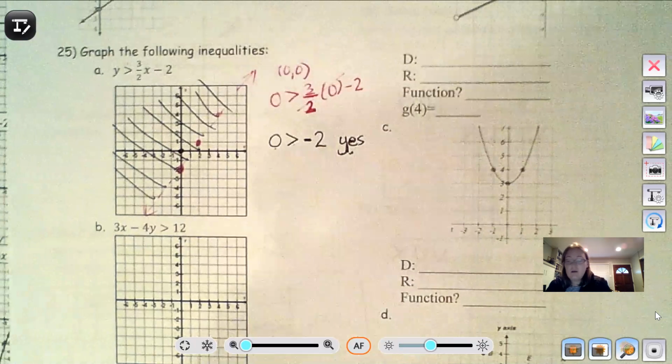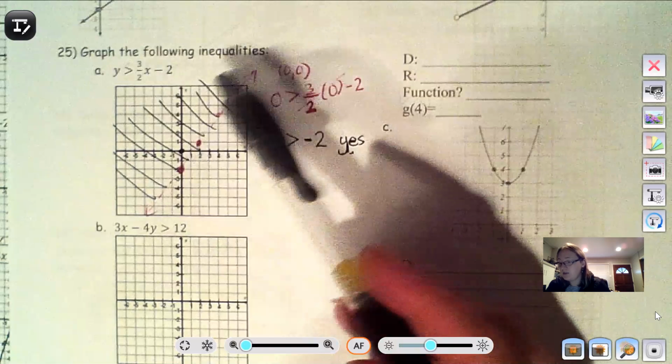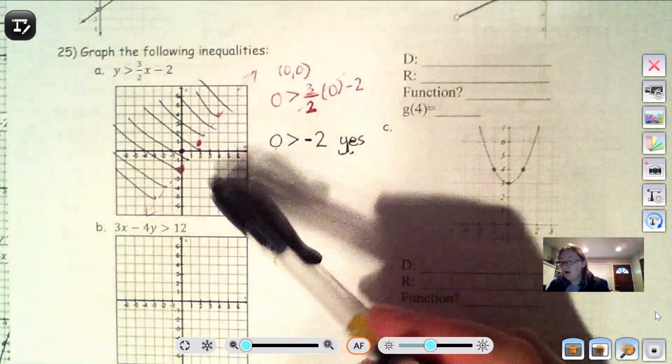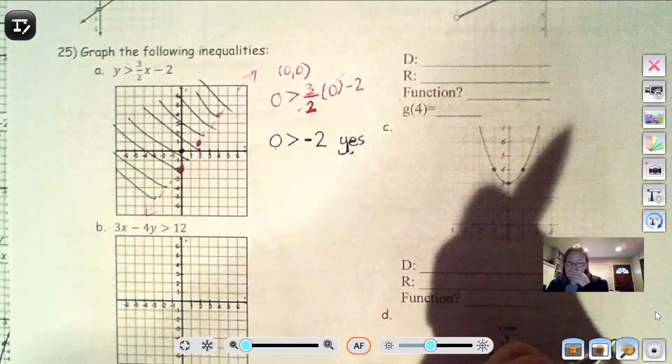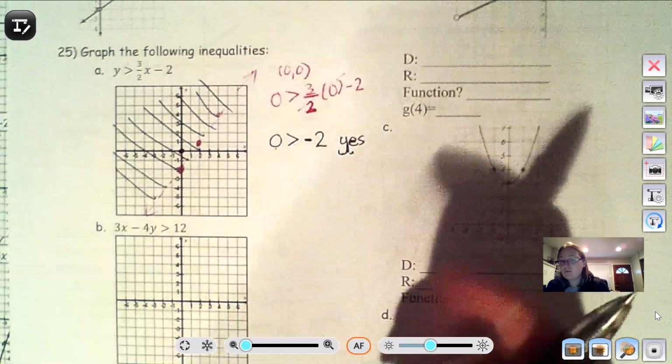So that's how you graph inequalities: dash or solid line, and then you test a point to see what side to shade. So yeah, that's the part that I'm really struggling with, is how to test to know which side to shade.